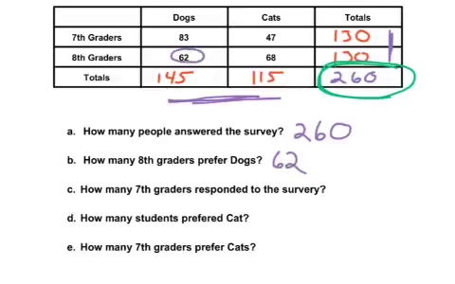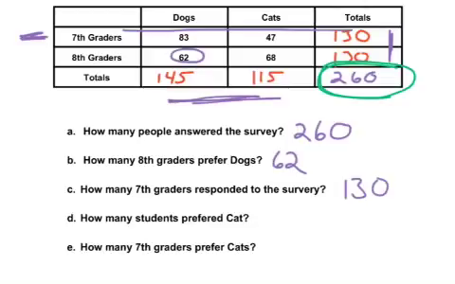And let's take a look at part C. Part C says, how many 7th graders responded to the survey? So this time it really doesn't matter if they like dogs or cats. We just want to know how many 7th graders answered the survey. So Victoria, what do you think the answer is to that question? 130. 130, very good. So you just come over here to the 7th grader row and just go all the way till you get to the totals. And you can see that the total is 130.